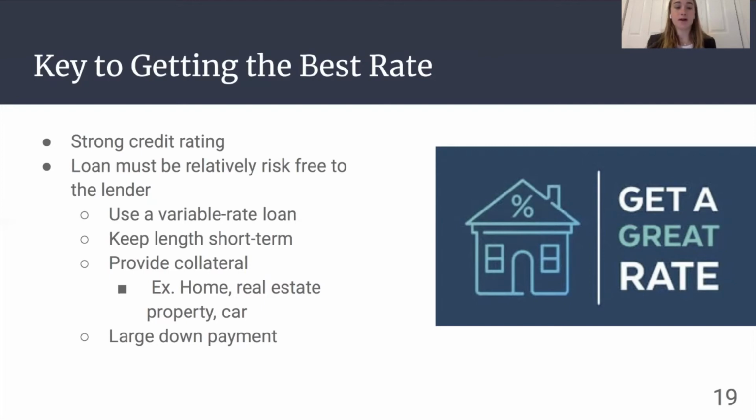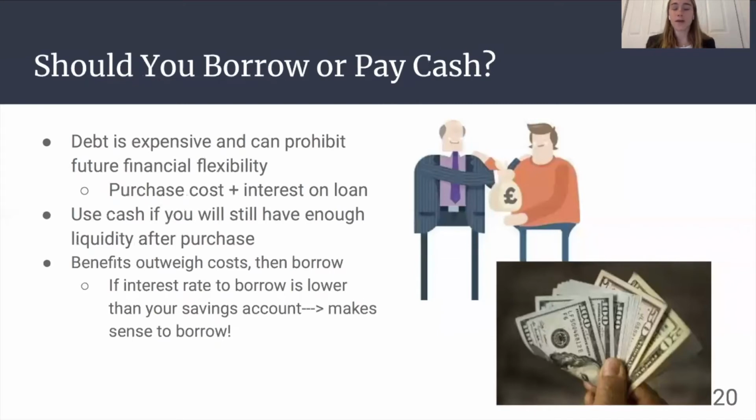You also want to provide collateral, such as your home, real estate property, or car, because this makes it more secure for the lender because if you default on the loan, then they get this asset. You also want to have a large down payment because the larger the down payment, the less you have to borrow and pay, and the more you own of the asset for which you are borrowing. And this usually drives people to pay off the rest of the loan so that they can continue to own this asset. Should you borrow, pay cash.